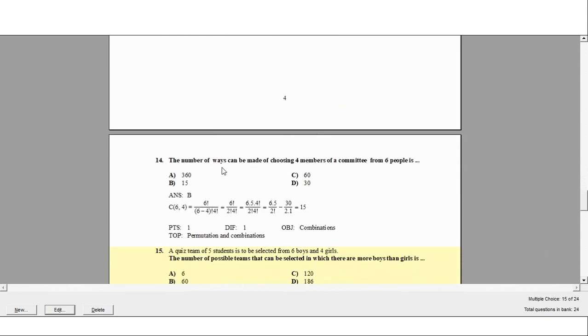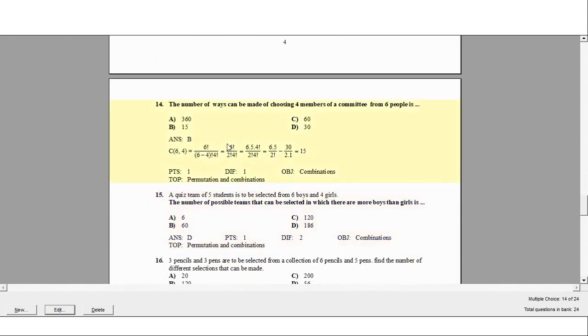Next question is number 14. This one is simple. The number of ways can be made choosing 4 members of a committee from 6 people is. So this one is just choosing 4 out of 6. So it's combination. So using the formula of combination, choosing 4 out of 6.